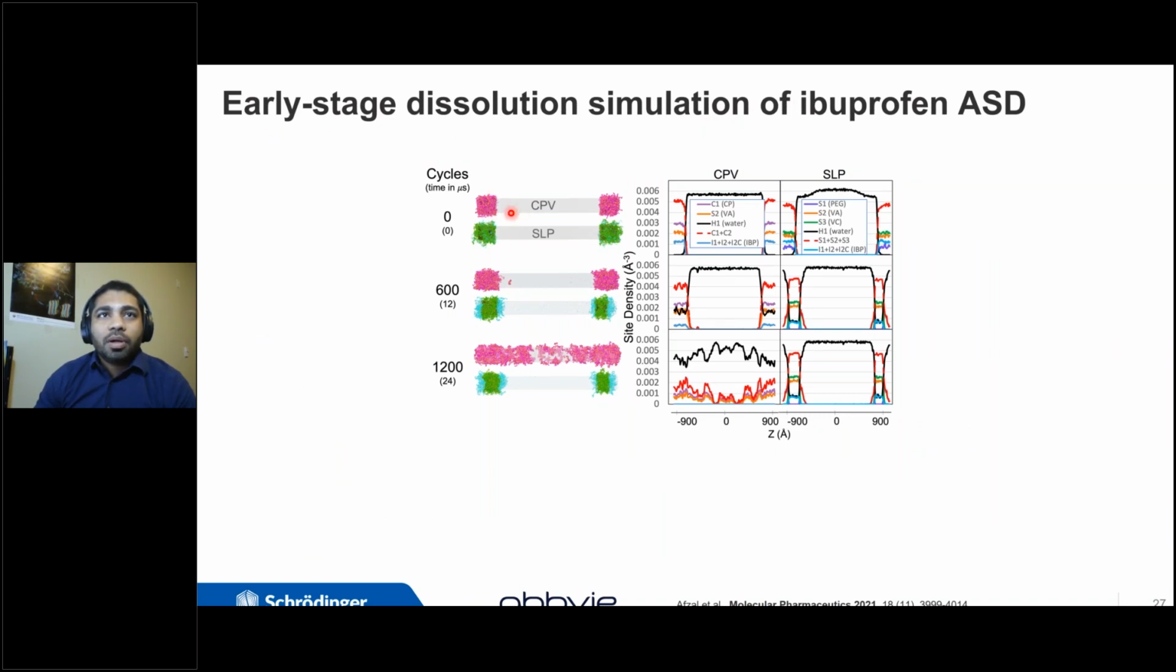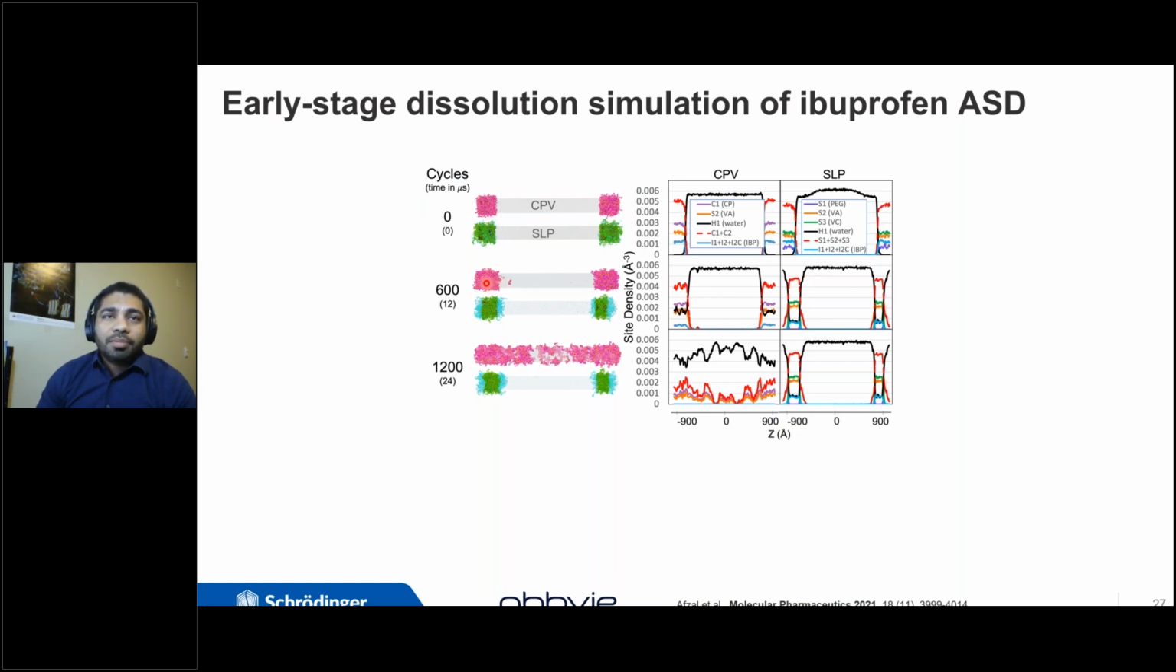So the pink part is actually a copovidone with ibuprofen, and the green part here is a different simulation that is for the soluplus. And we want to see what happens as the simulation goes on, if the drug comes out and if the polymer is dissolved into the solution. This was a very big system, and it required a large simulation time. For example, in this case, we did 24 microseconds of simulation, as it was taking time for the drugs to come out. But what we see here is copovidone.